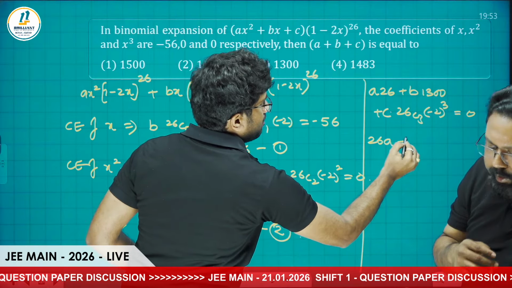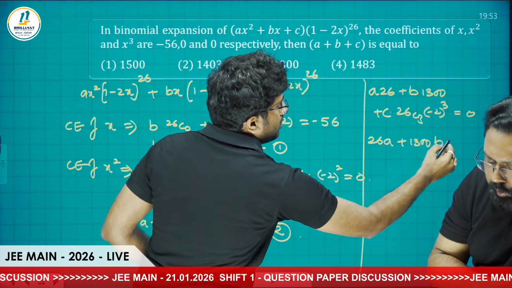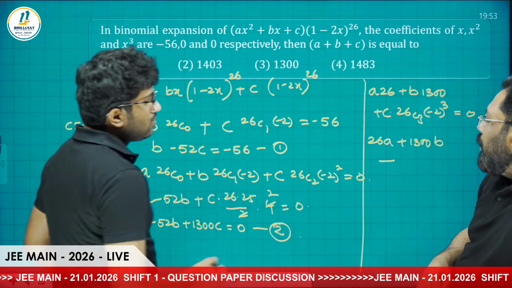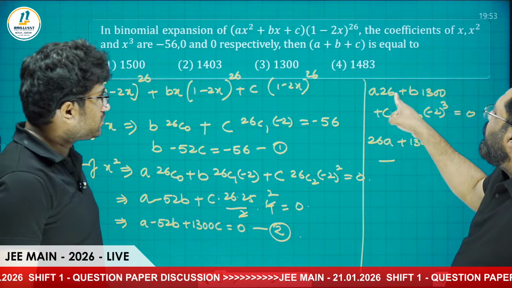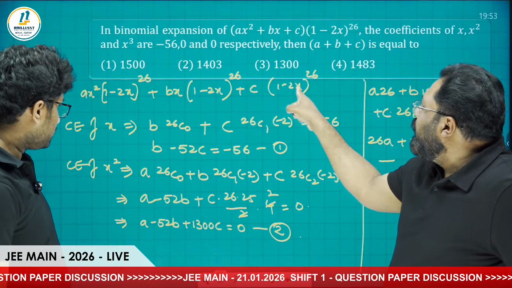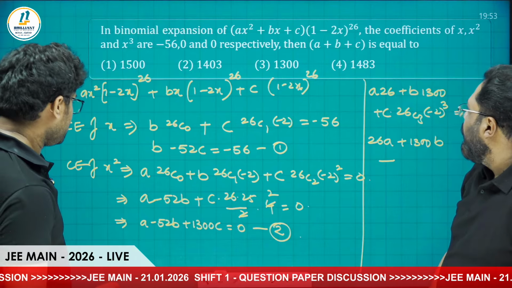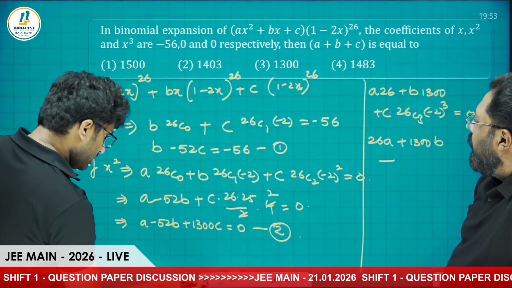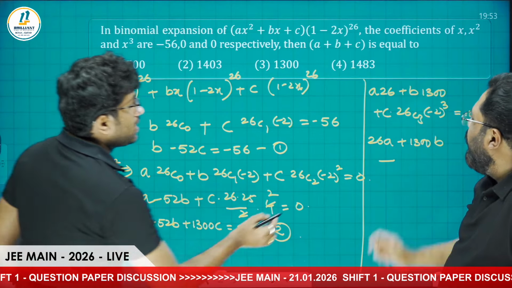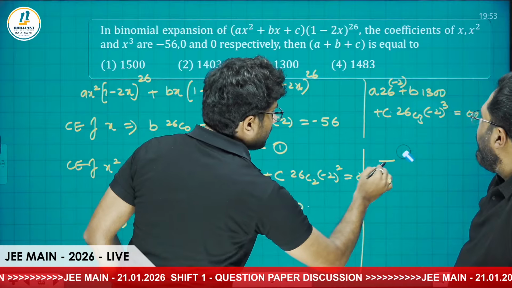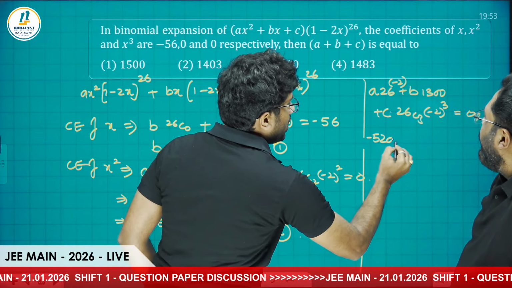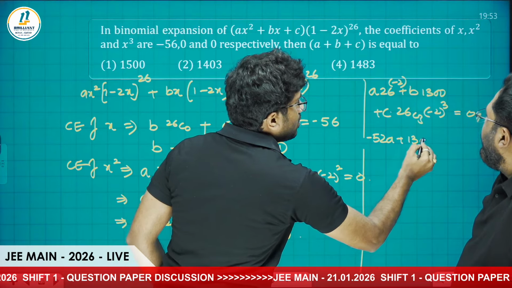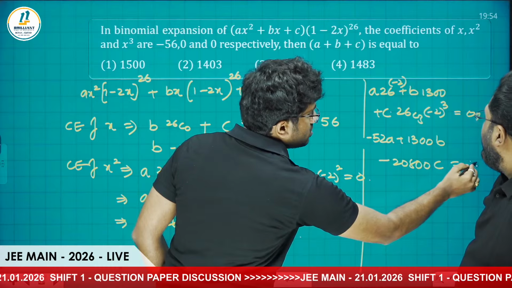So 26a plus 1300b plus, minus 2, because you're multiplying with this term. 26 into minus 2, minus 52a. Here we will be getting minus 52a, 26 into minus 2. So that is minus 52a plus 1300b, and the value of this is minus 20800. Minus 20800c is equal to 0.